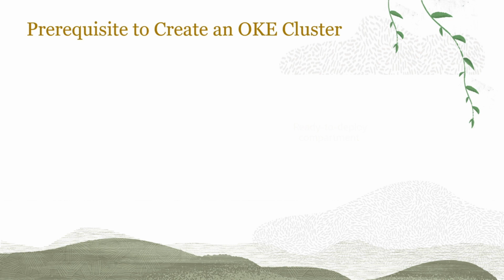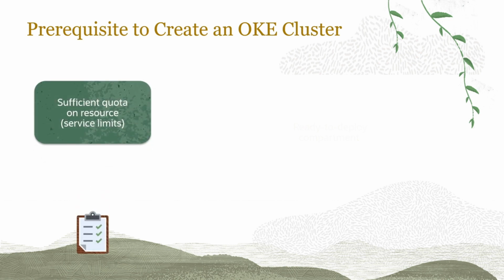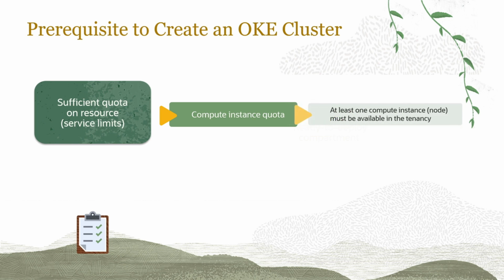It's essential to have sufficient quotas on different types of resources. Let's explore these resource quotas in detail. Compute instance quota. This quota depends on the compute shape you choose. It's determined by the number of compute cores and the memory required for a specific shape. For instance, creating a Kubernetes cluster with managed nodes and managed node pools requires at least one compute instance. However, for a highly available cluster in a region with 3 availability domains, you will need at least 3 compute instances, one in each domain.